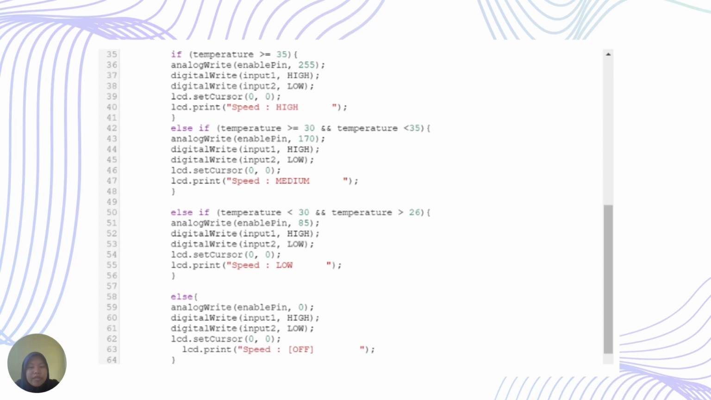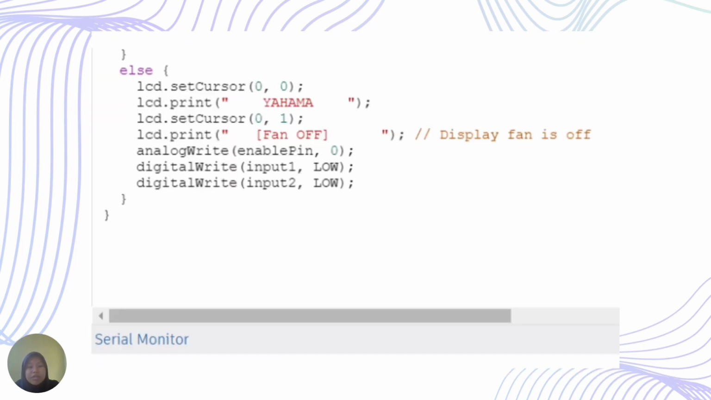Next is for the fan speed control. The fan speed is adjusted using PWM, pulse width modulation. We use the analogWrite function to control the motor driver and enable pin. Different speed levels are set based on the temperature threshold using conditional statement if else. Overall, this creates a simple temperature-based fan speed control system using an Arduino, an LM35 temperature sensor, an LCD, and a motor driver. So that's all from me.